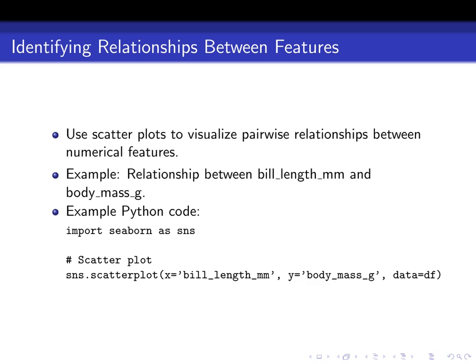Use scatterplots to visualize pairwise relationships between numerical features. For example, the relationship between bill length in millimeters and body mass in grams.